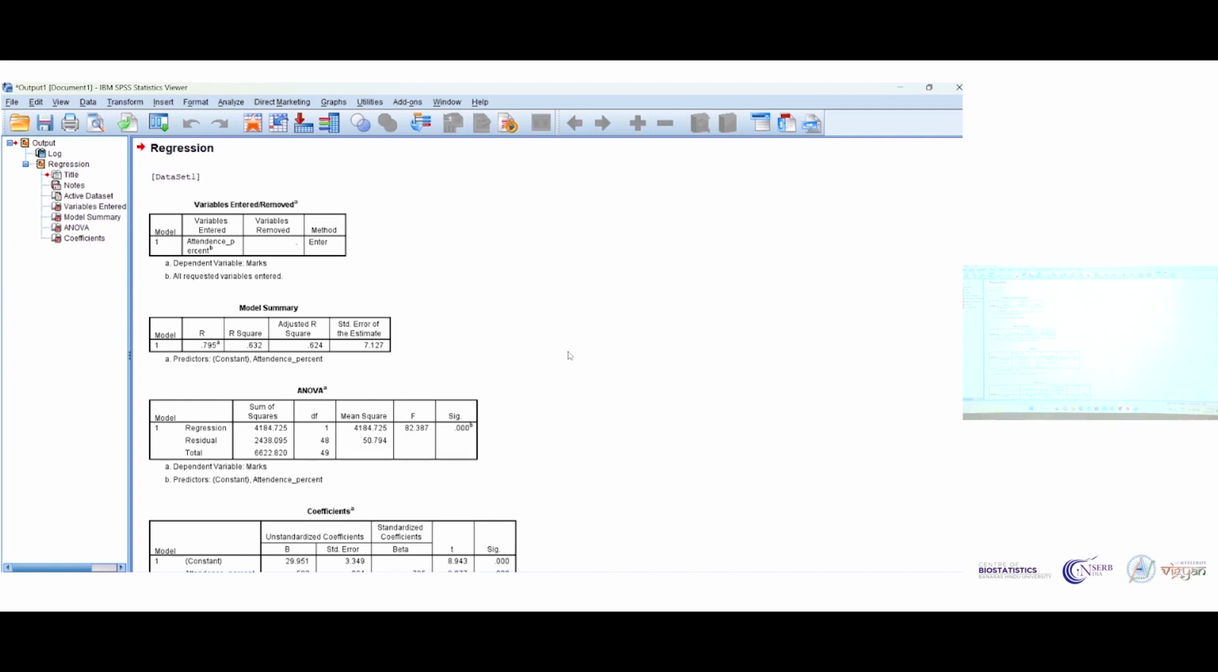ANOVA table. Now match your ANOVA table with this one. Whether it is same? Same. And what is the conclusion from here? This model summary is significant. Means my model is statistically significant. Okay? Now, go down.